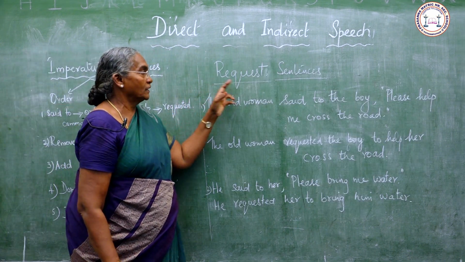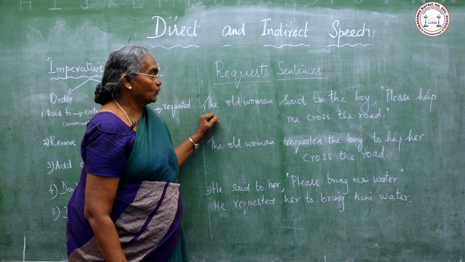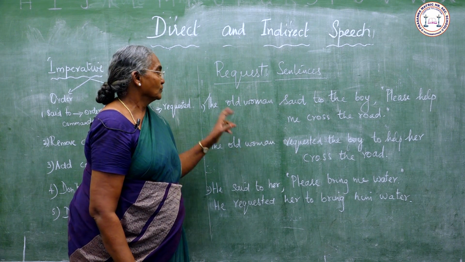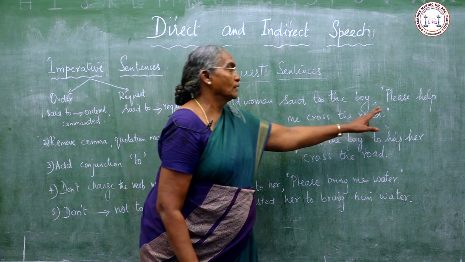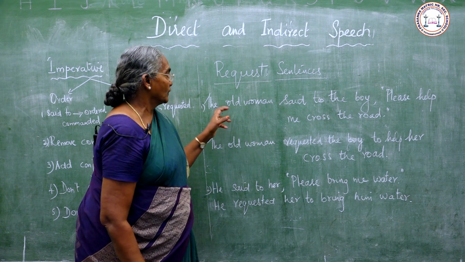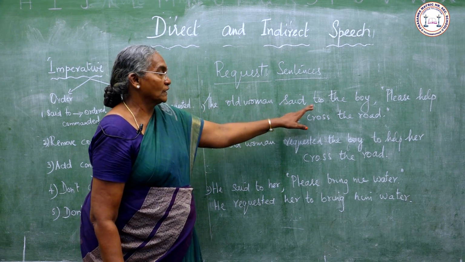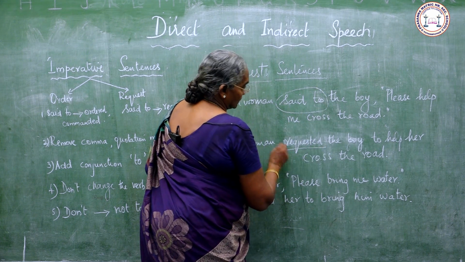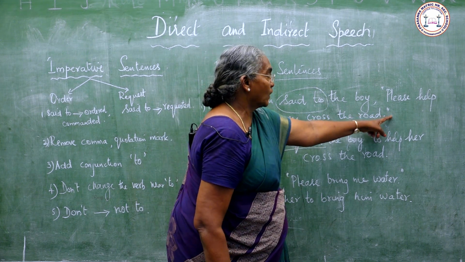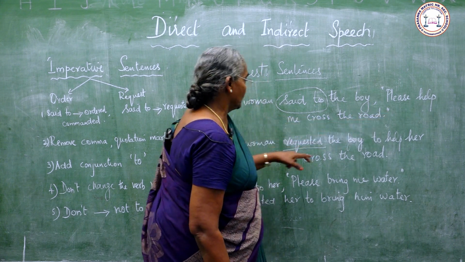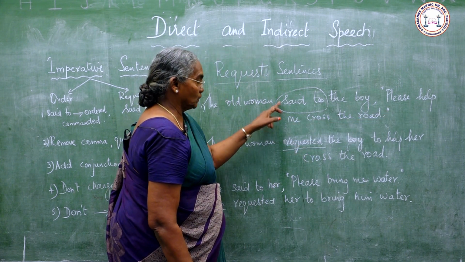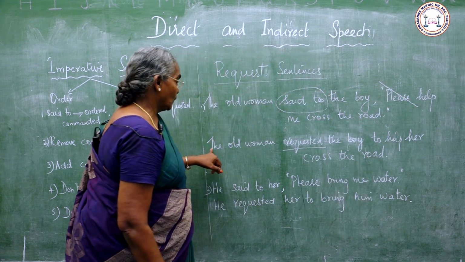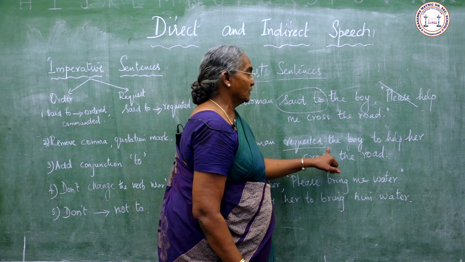Now we shall see request sentences. The old woman said to the boy, "Please help me cross the road." Said to will be changed into requested because it is a request sentence. Please comes, so we change said to into requested and remove please. The old woman requested the boy.